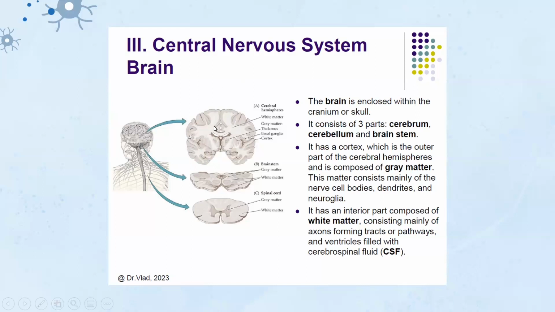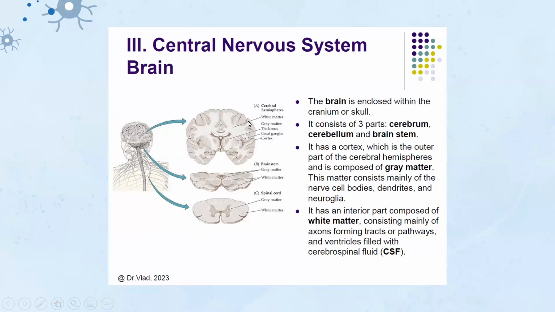So the central nervous system, the brain, is enclosed within the skull. The brain has three parts. The cerebrum. This is the cerebrum. The cerebellum is down there. And the brainstem connects the brain to the spinal cord.